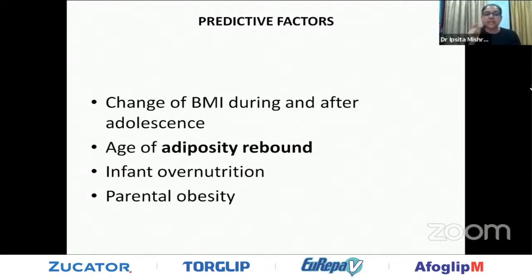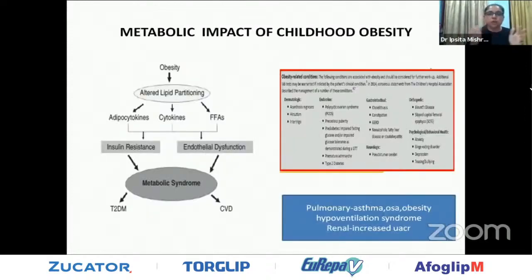If a single parent is obese, then probably the child becomes overweight or obese to the tune of around 1.5 to 3 times. If both parents are obese, then probably the child has got the risk of obesity to the tune of more than 5 to 6 folds. So the metabolic impact of obesity has already been discussed.